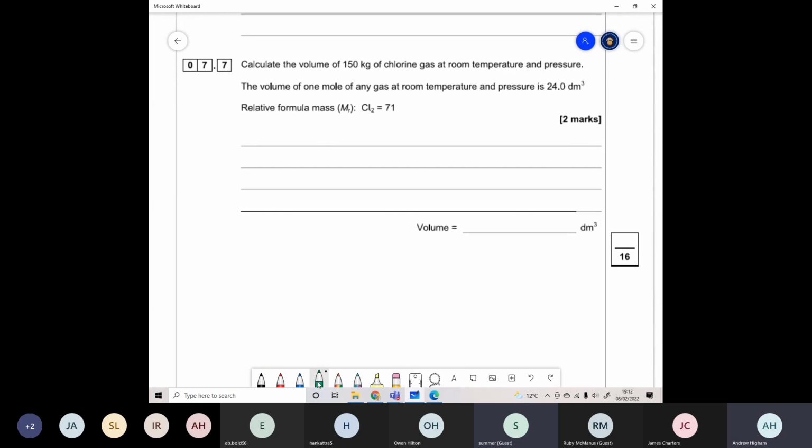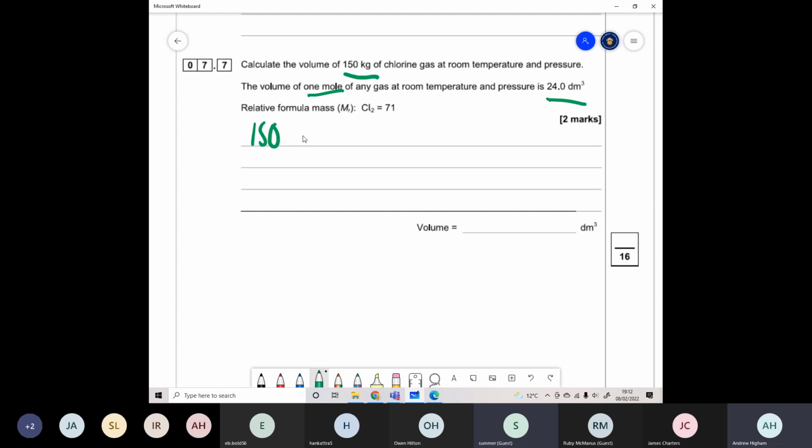So let's see. They give you a mass. This is the second part of this question. So they're giving you another load of easy marks. Calculate the volume. 150 kilograms of chlorine gas at room temperature and pressure. Okay. They just say there that 1 mole of any gas is 24 liters. So basically, we need to find out the number of moles. But you know that because they've given you 150 kilograms. So 150 kilograms, I think we would need to work the number of moles out in this case.